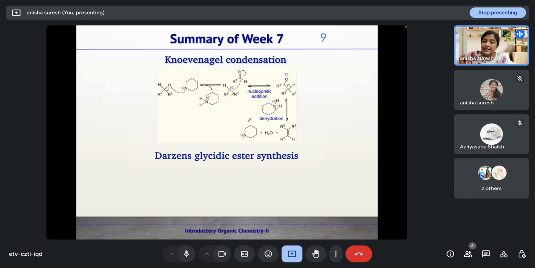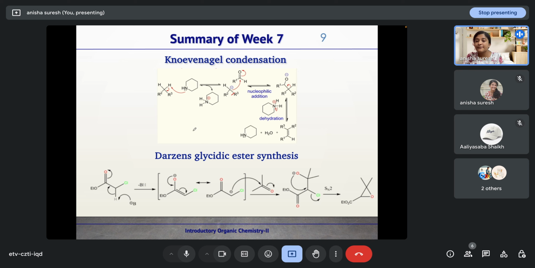Now coming to Darzens glycidic ester synthesis. In this we will have an alpha chloroester. The base will abstract this proton, leading to formation of this enolate, and this enolate can go and add on to this ketone, leading to formation of this tetrahedral intermediate, and this O minus can undergo an SN2 reaction at this position, eliminating this chloride, leading to formation of this epoxide. So this is known as Darzens glycidic ester synthesis.